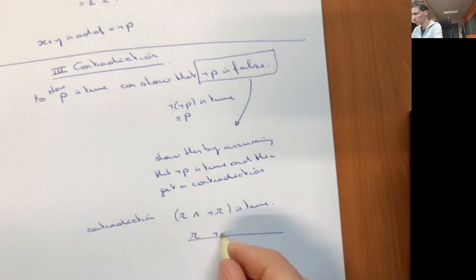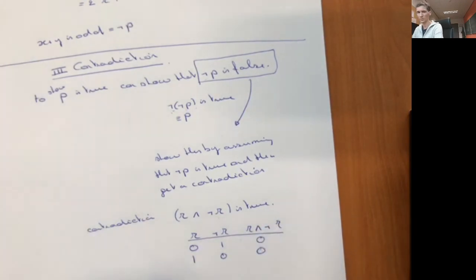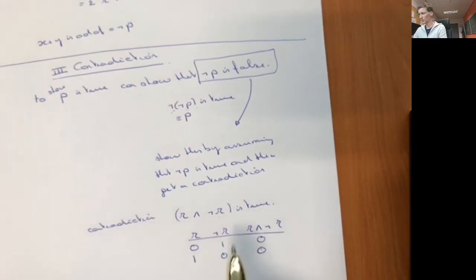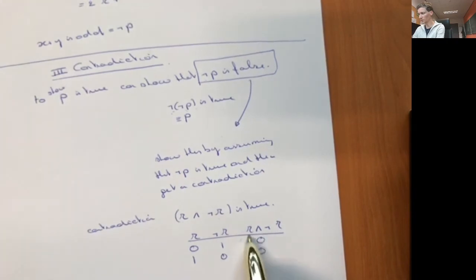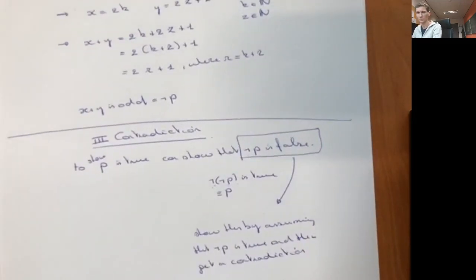Well, if you have R and negative R, you have 0, 1, 1, 0. R and negative R gives you 0 and 0. So this is always false. So this is basically a contradiction. You cannot show that both R and negative R are true. In no case is this formula true. So let's try to give you an example of a proof by contradiction.